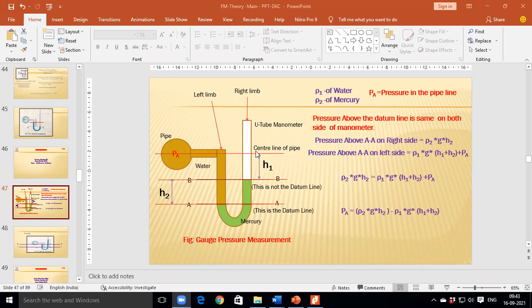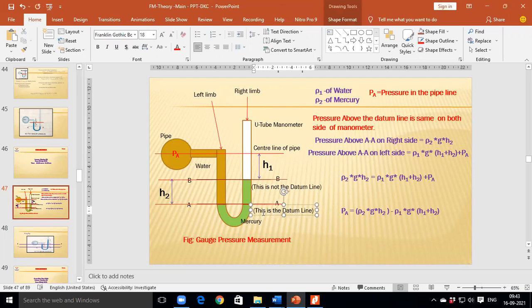Okay. Then this color represents the water column, the height of the water in the pipeline. This is the U-tube. And then there is a B line and A line. Out of these two, which one is the datum line? We already discussed. Tell me which line is the datum line out of line AA dash and BB dash. Line AA dash represents the datum line. I have mentioned here that this is a datum line and this is not the datum line.